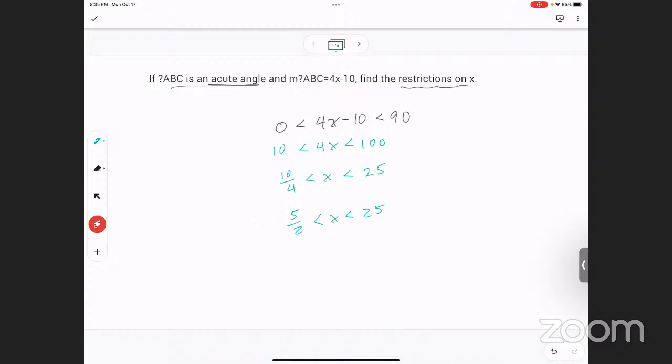And if I plugged in 25 times 4 is 100. 100 minus 10 is 90. A 90-degree angle is not an acute angle. It's a right angle. So it has to be less than 25. Anything less than 25 would give you an angle that was less than 90. Does that make sense? Yep.